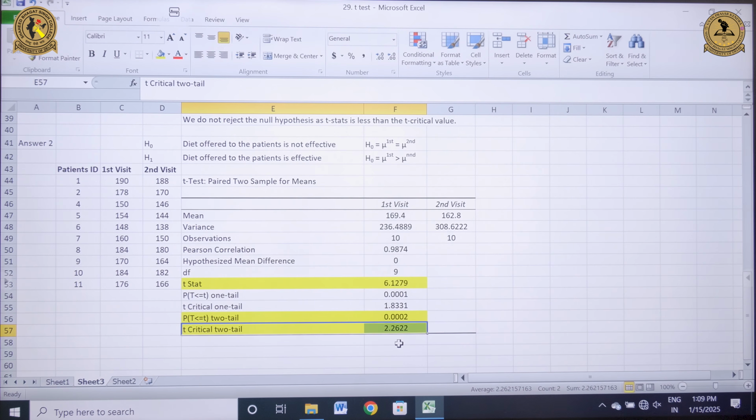The weights in the first week are found to be greater than the weights of the patients in the second week. Hence we have proved that the diet offered to the patient is effective based upon the paired sample t-test for means.